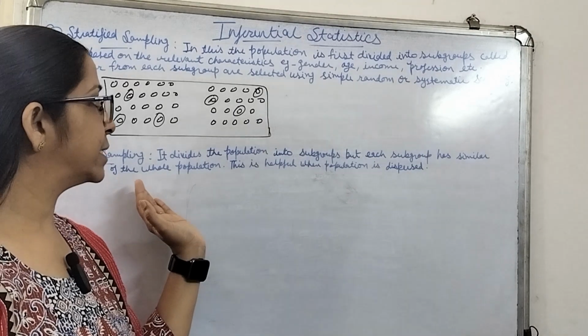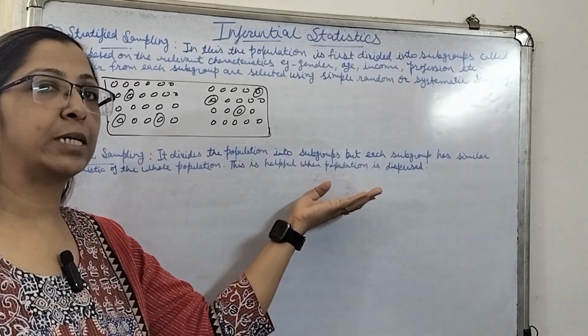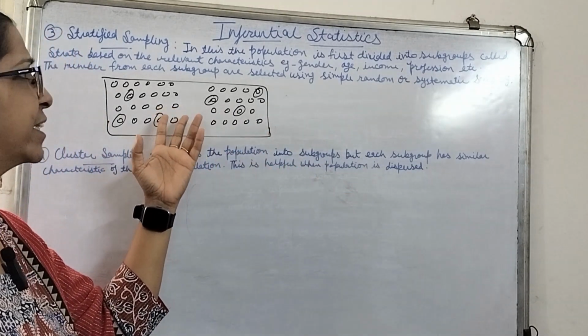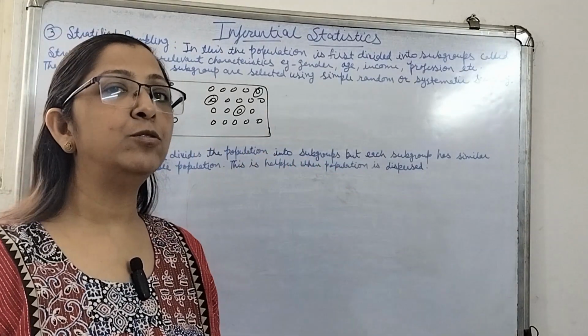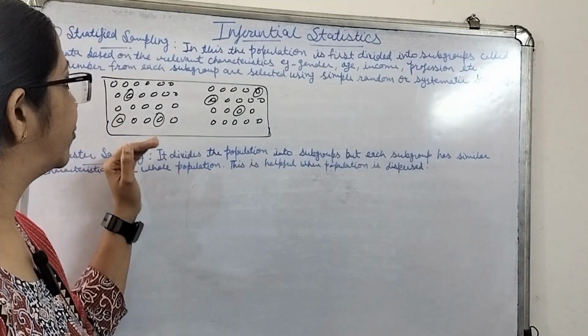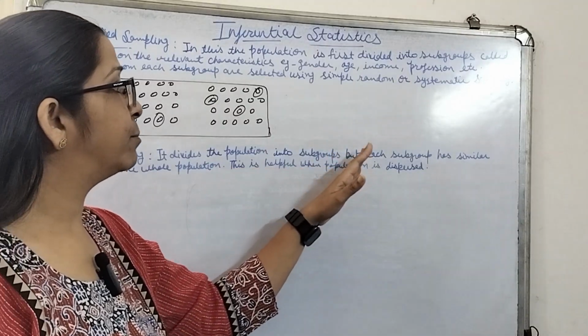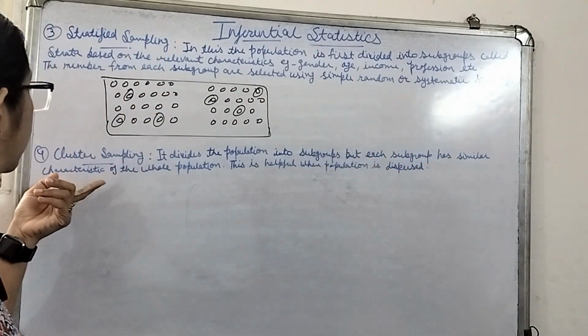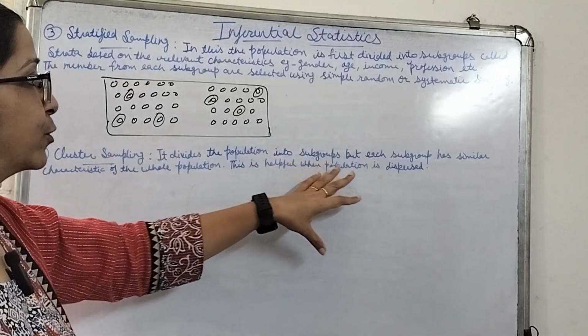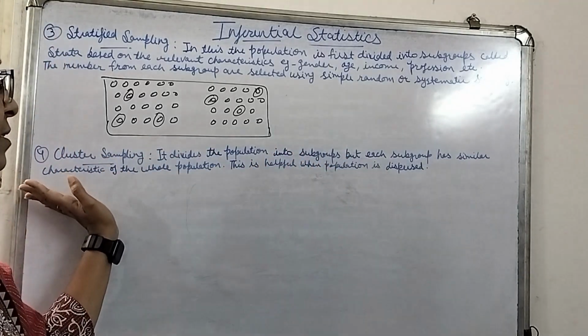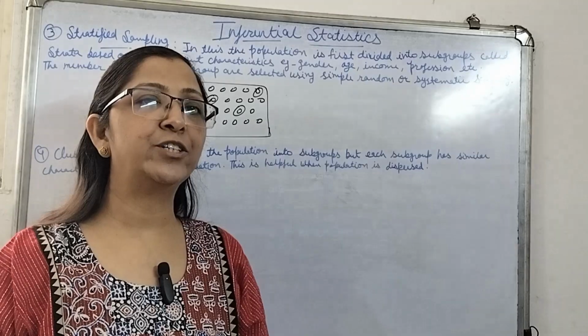What happens in cluster sampling? It divides the population into subgroups. Over here we were generally dividing into 2 groups like that only. Now in cluster sampling, we are dividing into so many subgroups. We divide the population into subgroups, but each subgroup has similar characteristics of the whole population, and this is helpful when the population is dispersed.